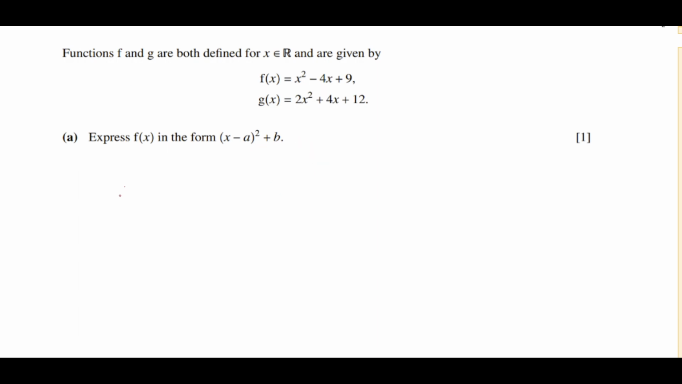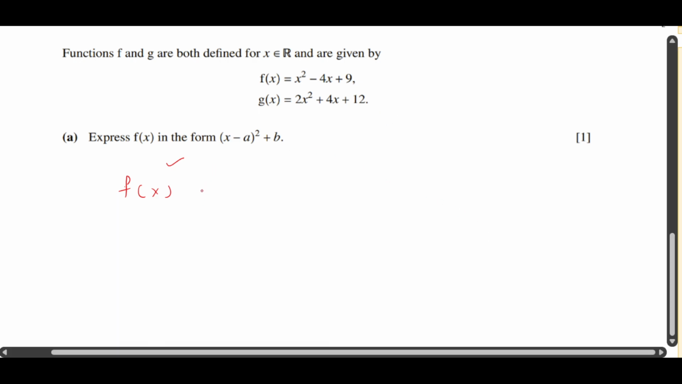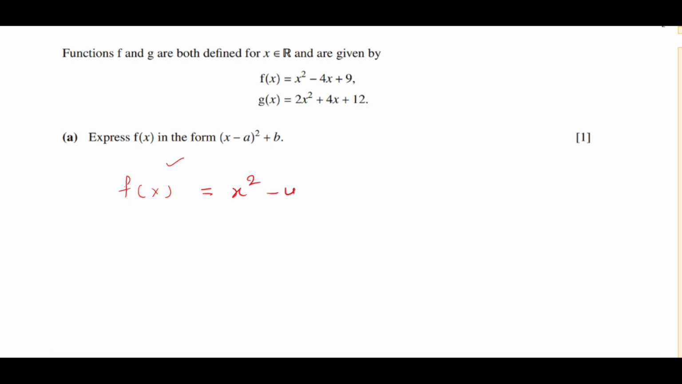The first part is very simple. We have been given f(x). So f(x) is x squared minus 4x plus 9. Now you have to put it in this form, (x minus a) the whole squared plus b. Tell me how you will do that.